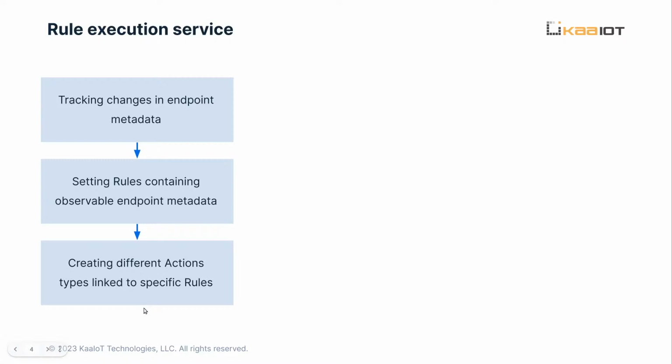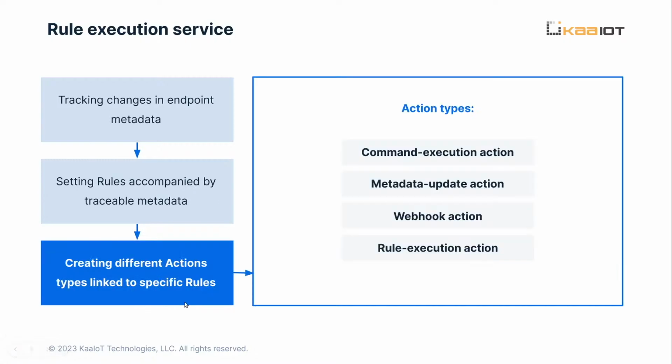There are 4 basic actions. Command execution action. It sends a command to an endpoint which you specify during the creation of the action. The command body can include both static and dynamic parts. The dynamic part can contain endpoint metadata key values that will be substituted during the action execution.